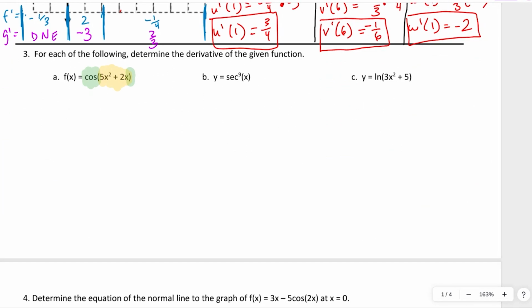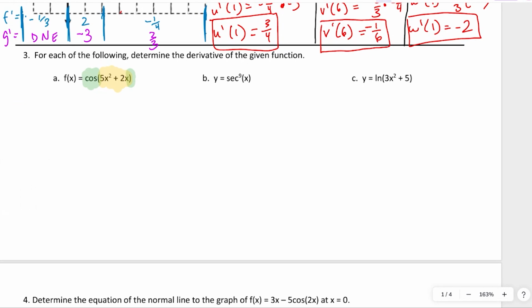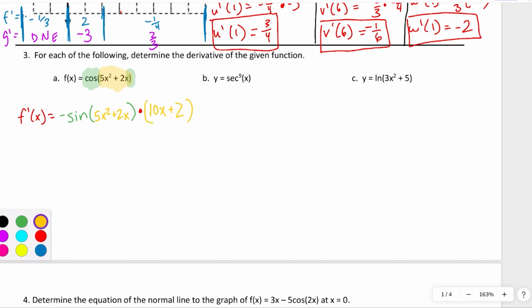So first we'll differentiate the cosine. And we know the derivative of cosine is the opposite of sine. Then we're going to differentiate the inside function. The derivative of 5x squared is 10x. The derivative of 2x is 2. Make sure you put parentheses around that. Otherwise, you're going to run into an order of operations problem. And that's our derivative.